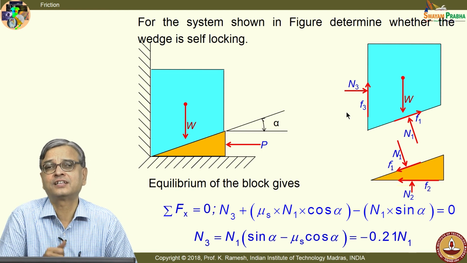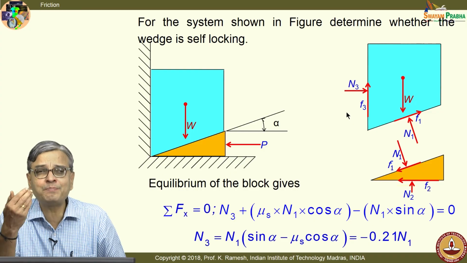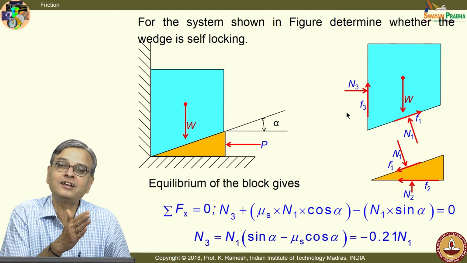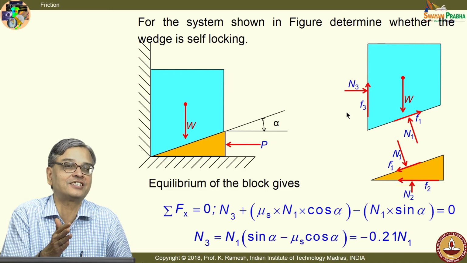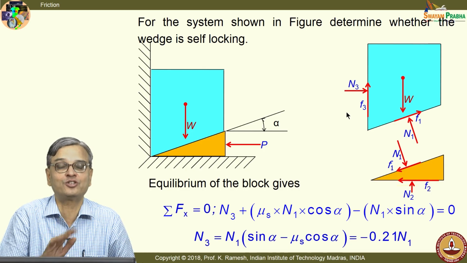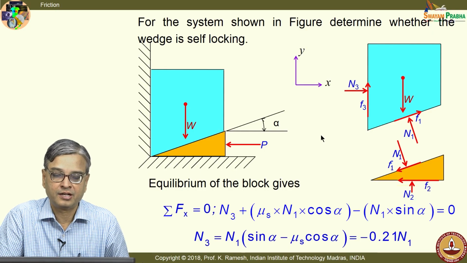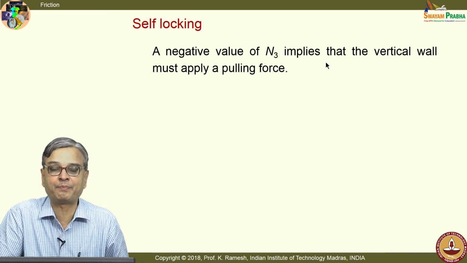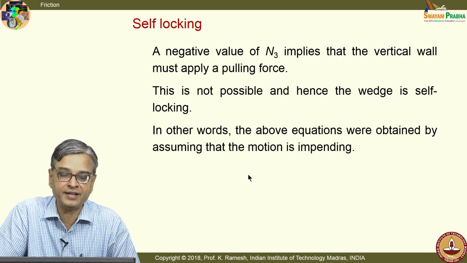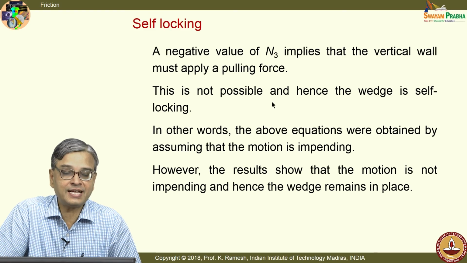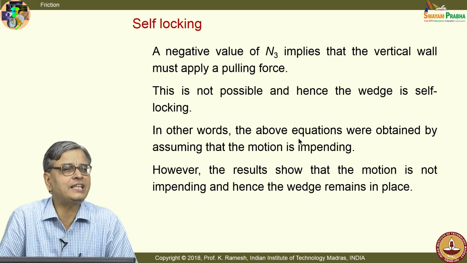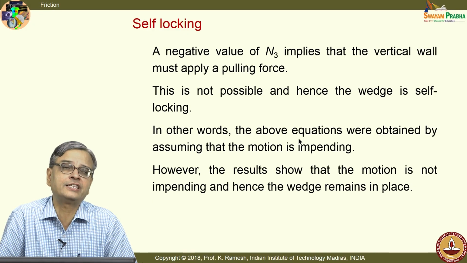And this is one of the reasons when you have many of the mechanical applications, people simply write frictional forces as mu times N, because many of them operate at the condition of impending motion. Only while you learn the frictional concepts in the initial stages, you coin problems where deliberately on some surfaces there is no impending motion, on some surfaces there is impending motion. So, this distinction you should be able to appreciate. So, I have this, a negative value of N3 implies that the vertical wall must apply a pulling force. This is not possible and hence the wedge is self-locking. So, we have established that the wedge was useful and the system was under self-locking. It is a very desirable property which is used in many mechanical engineering applications.